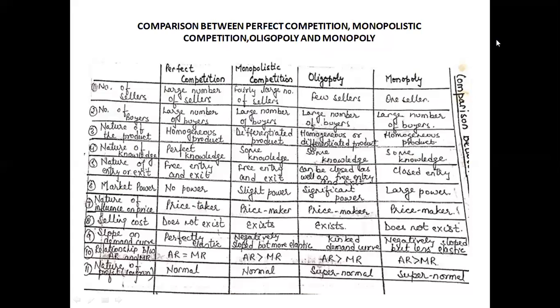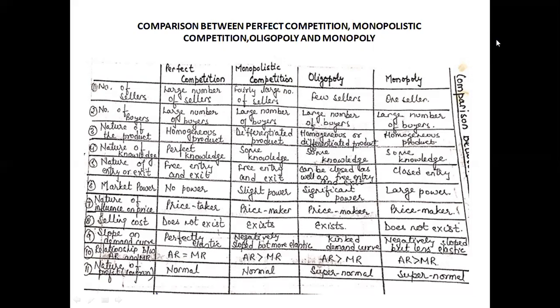Then on the basis of number of buyers, in perfect competition, a large number of buyers are there. In monopolistic competition, a large number of buyers are there. In oligopoly also there are a large number of buyers, and in monopoly also there are a large number of buyers. Then on the basis of nature of product, in perfect competition, homogeneous product is there. In monopolistic competition, differentiated product is there. In oligopoly, both homogeneous and differentiated products are there.